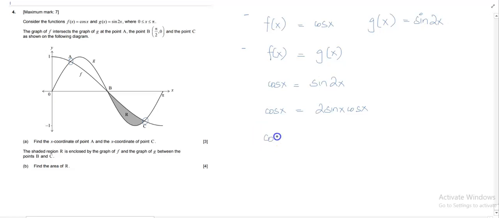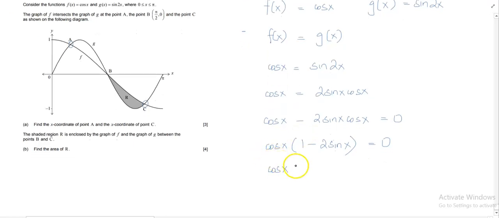Now I move all the terms to one side and I'll put all of that equal to 0. So I end up getting cos of x, and I can take that as common and I'm left with 1 minus 2 sine of x, and all of that is equal to 0. Right, now we know this property that if the product of two numbers is 0, this means either one of them is 0, so cos of x is 0, or 1 minus 2 sine of x is equal to 0, right?